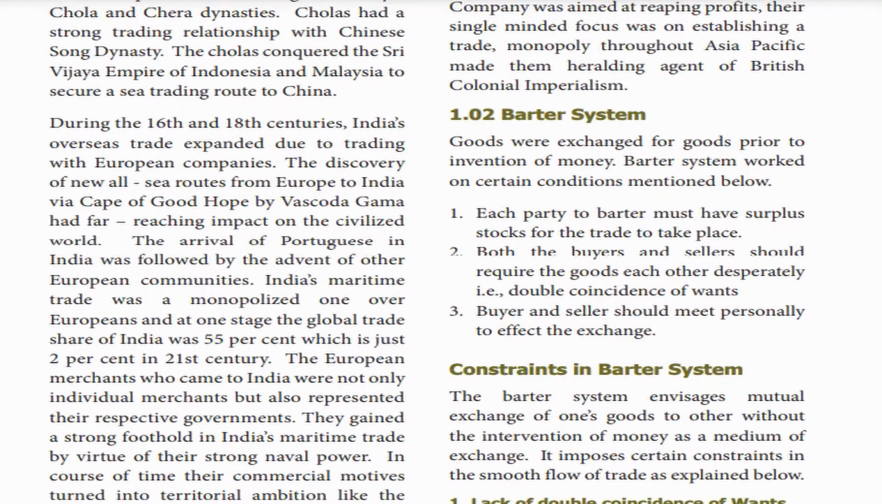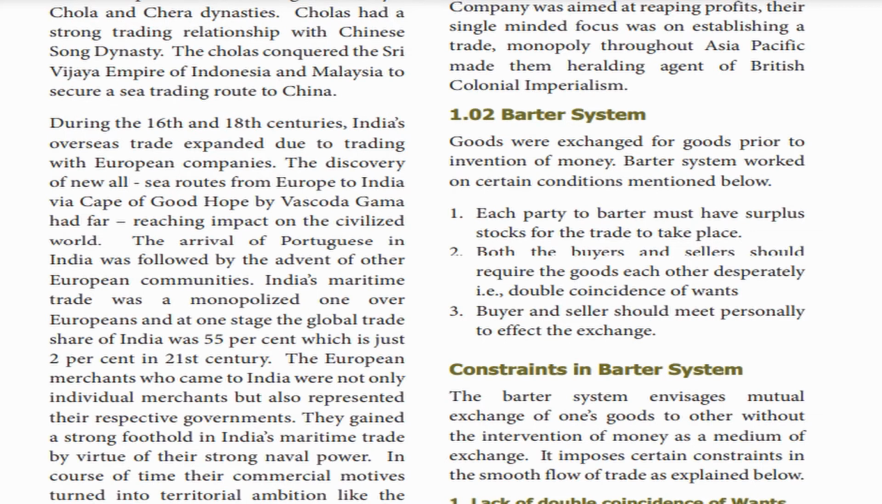Good morning students. Next we see about the barter system. Goods were exchanged for goods prior to the invention of money. That is the barter system. The barter system worked on certain conditions. The first condition is that each party to barter must have a surplus stock for the trade to take place. If they don't have excess stock, then no exchange will take place.